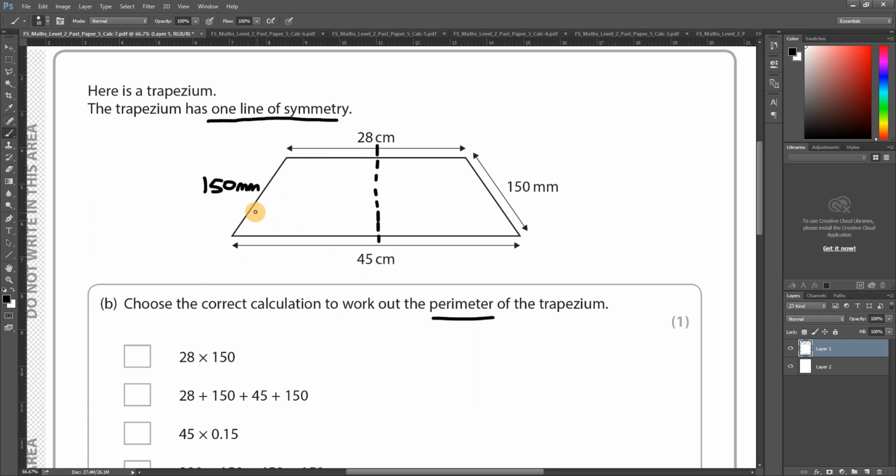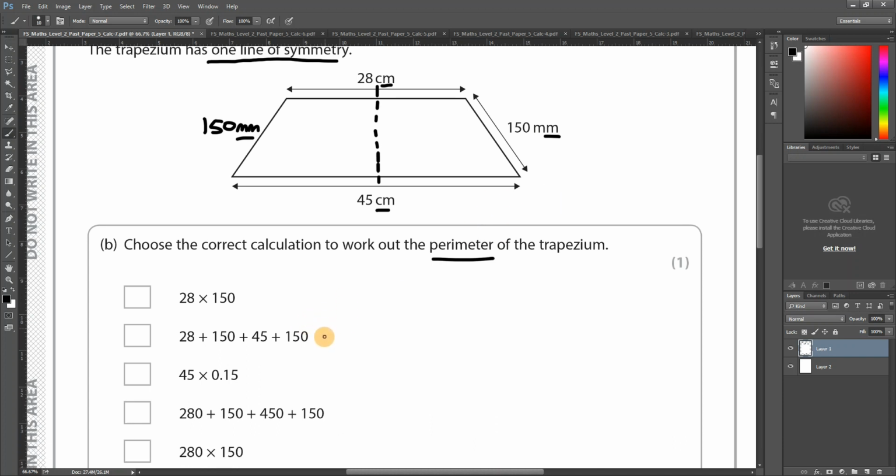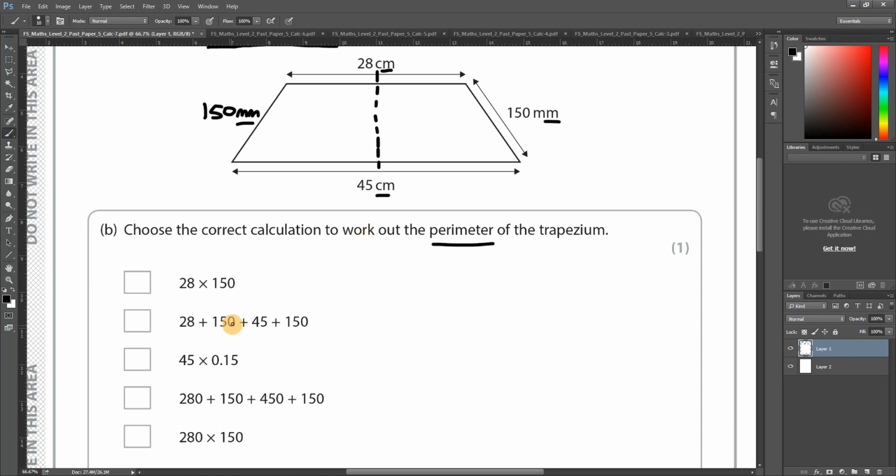And don't forget, these are in millimeters and these are in centimeters. So you can't just add them as they are. Can you notice that there's no units for this? So let me just see which one looks like the correct one. It's either this one or this one. It can't be the second one because it's 28 plus 150. You can't add 28 to this. Doesn't make sense because that's in centimeters, that's in millimeters. It's got to be this one here.